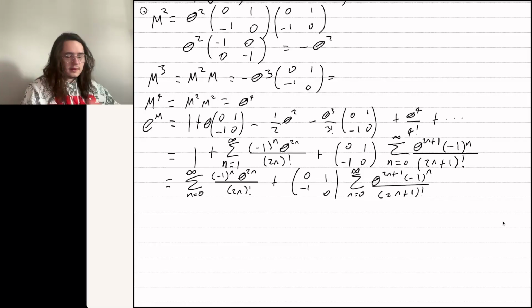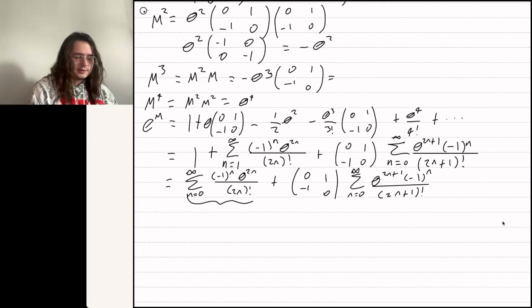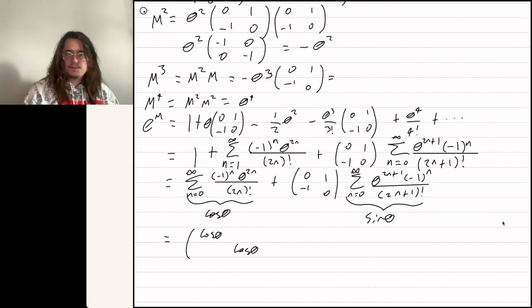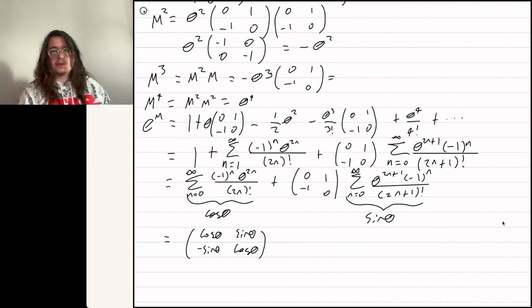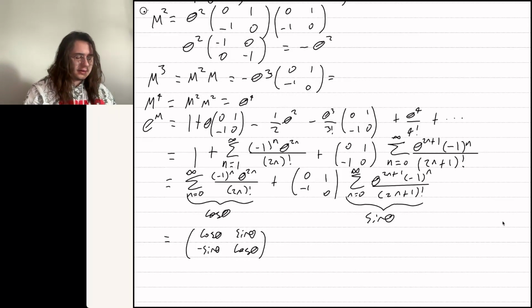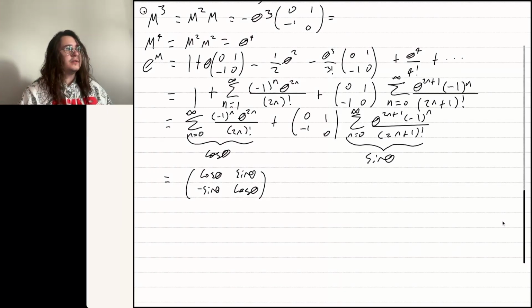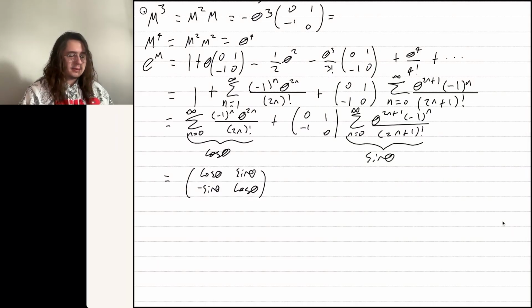Yeah. But this is cool because this is just the Taylor expansion of cosine theta now. And this is the Taylor expansion of sine theta, which means we can write this as cosine theta times the identity element, but also sine theta here and minus sine theta here. So it's the rotation matrix. Isn't that crazy? And that's why a lot of quantum mechanics books just say that e to the theta is the rotation matrix. Kind of weird. But let's keep going.